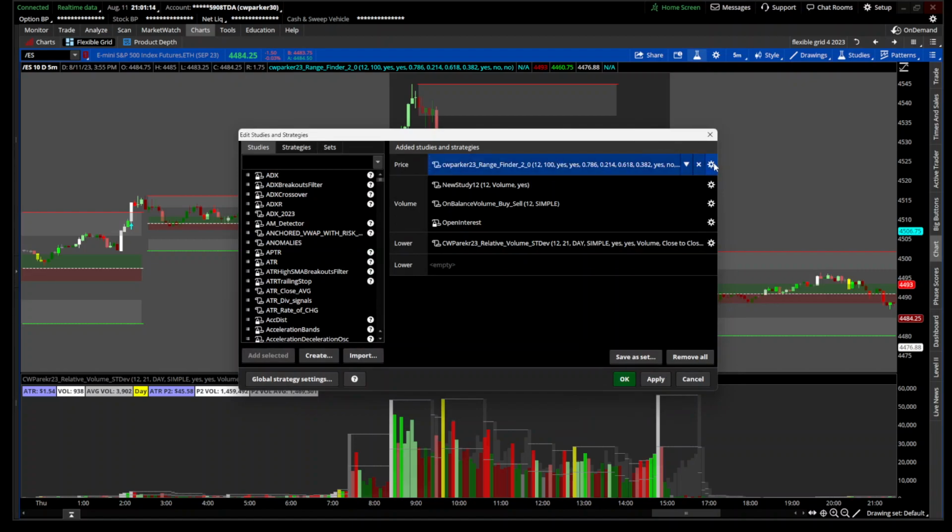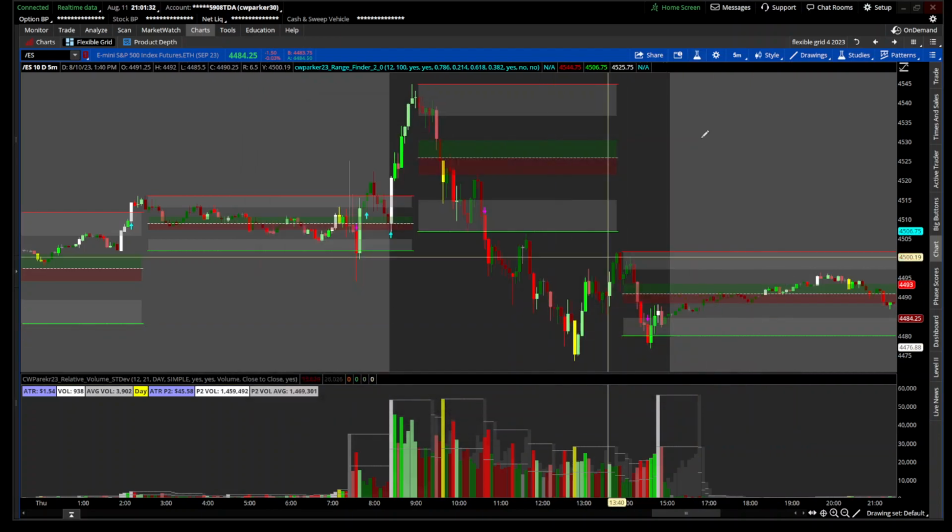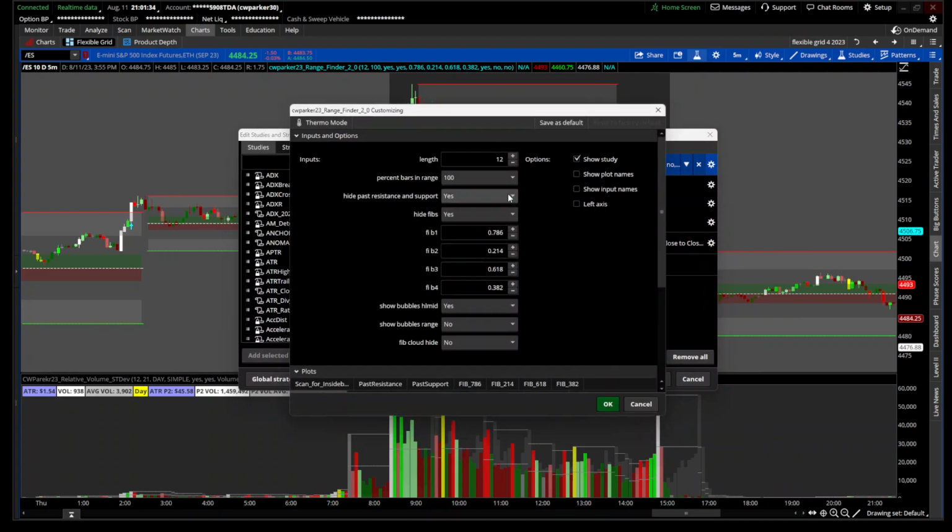And if you want to look at it from the point of view of 50, 50% of 12 would be 6, so it would be 30 minutes, and 75, and then you got 100. So that's the gist of the actual indicator.